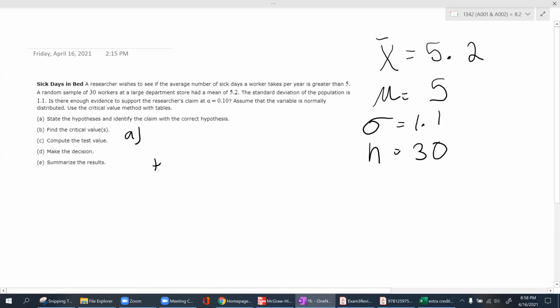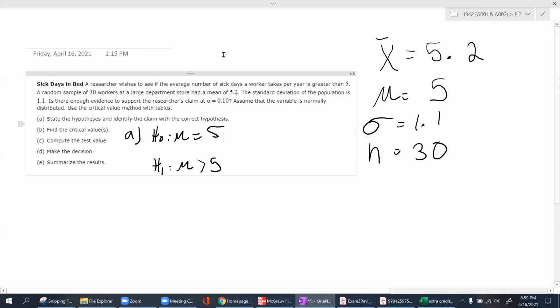So first, for part A, let's find my alternative hypothesis. What am I looking for? It's greater than 5. The researcher wishes to see if the average number of sick days is greater than 5. Yes, so this here would be my greater than 5. Therefore, the null must mean that it equals 5. Very nice.